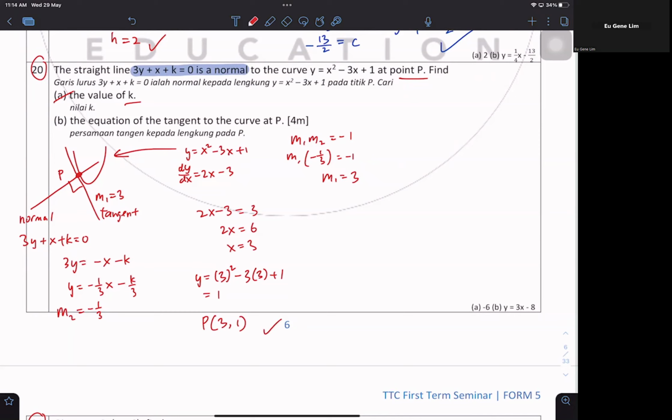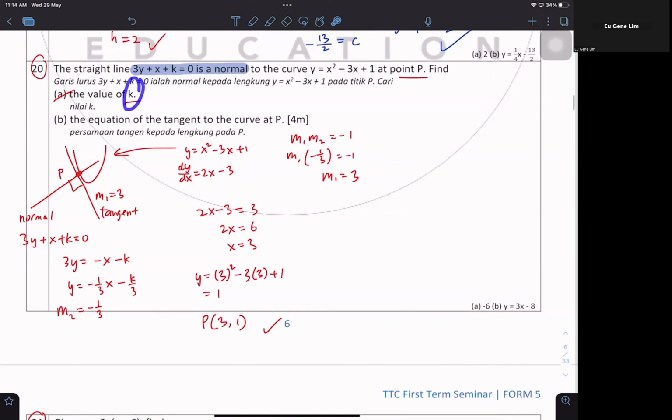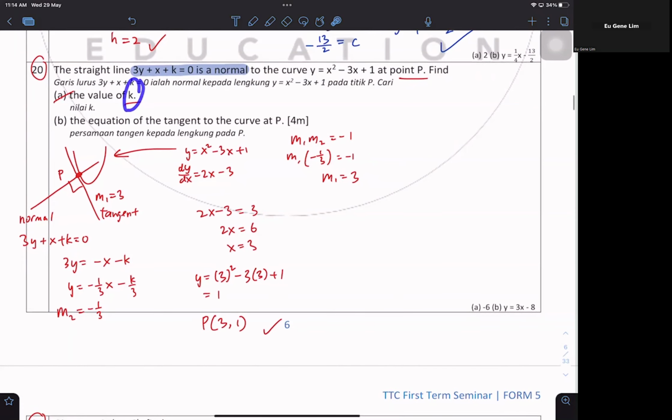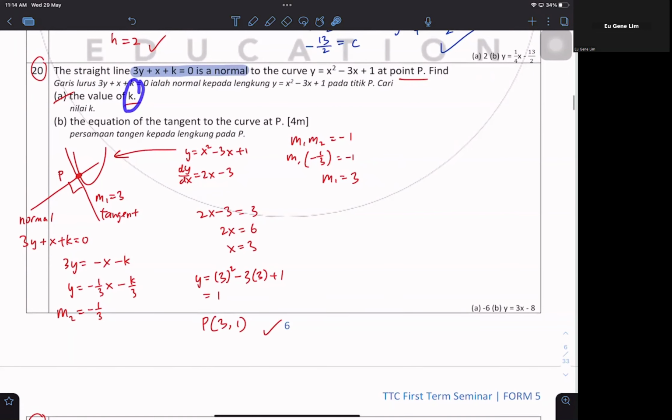Understand? Very good. But we do so many things already, but we still haven't found the answer. We still cannot find K. We still haven't answered the question. Where is the K? The K is here.